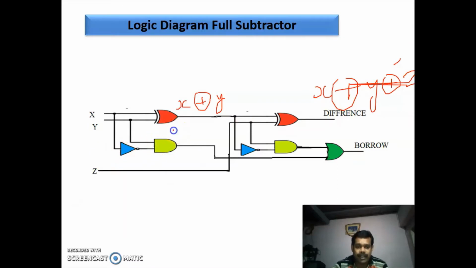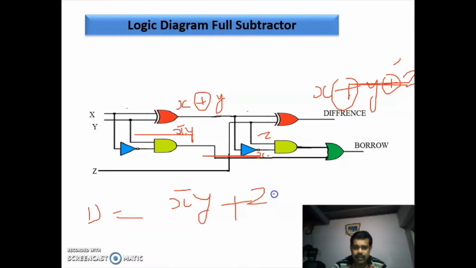Now here you will be getting x bar y. The output of this AND gate is x bar y. Similarly, here you are having z, and here you are having x XOR y the whole bar. So your borrow is nothing but x bar y plus z into x XOR y the whole bar. If you add the outputs of these two AND gates, you will be getting the borrow.